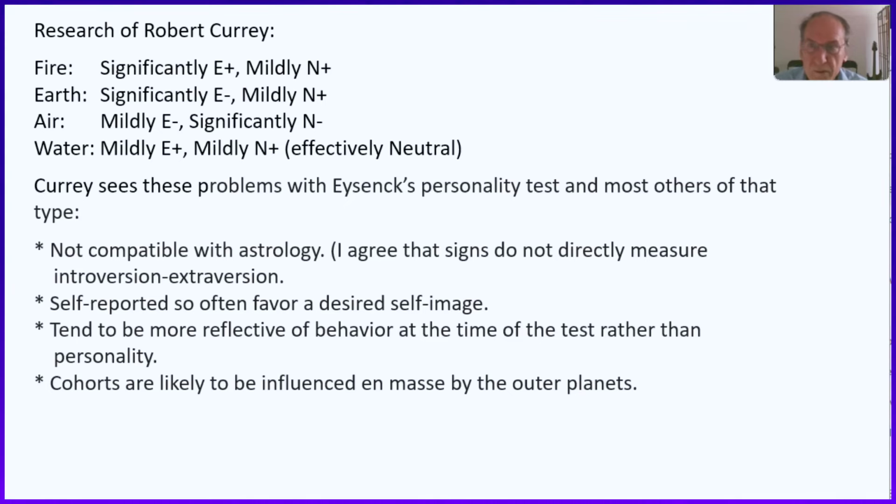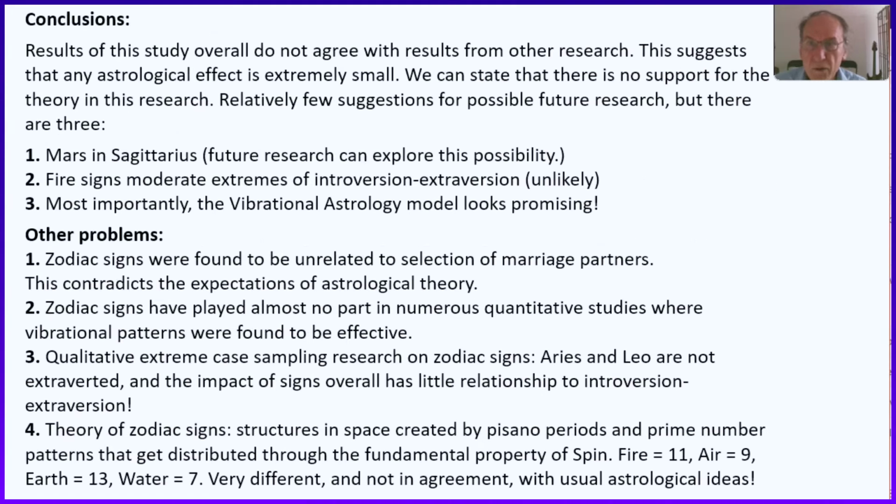Okay, let's move on here to the next thing. So the conclusions. The final conclusions. The results of these studies do not agree with the results from other research. In other words, Robert Curry found fire was extroverted with his research. In my research, I do not find that. I find fire is introverted. What do we conclude from that? What we conclude is that with extremely small effect sizes, without a clear hypothesis at the beginning, with probability values of only 0.05 and 0.01, when you don't have a clear hypothesis, I don't expect it to get replicated. So it's just reinforcing the conclusion that we are unable to confirm the astrological theory.